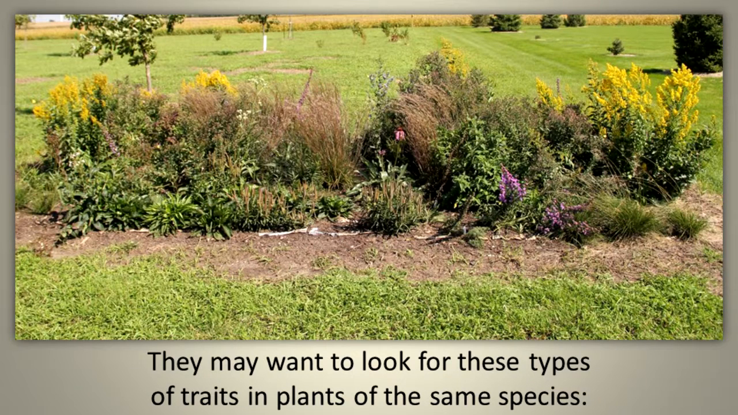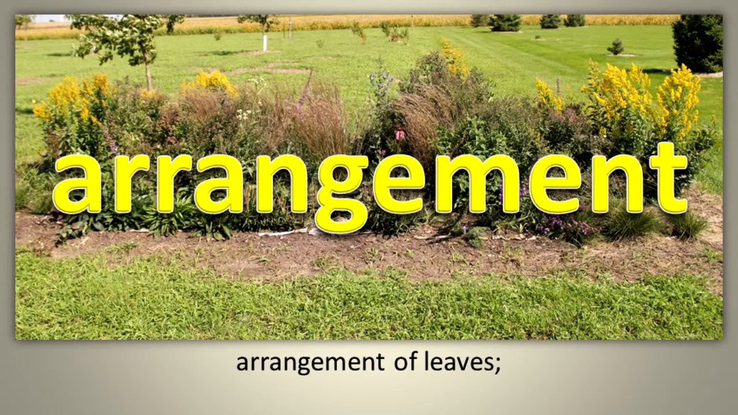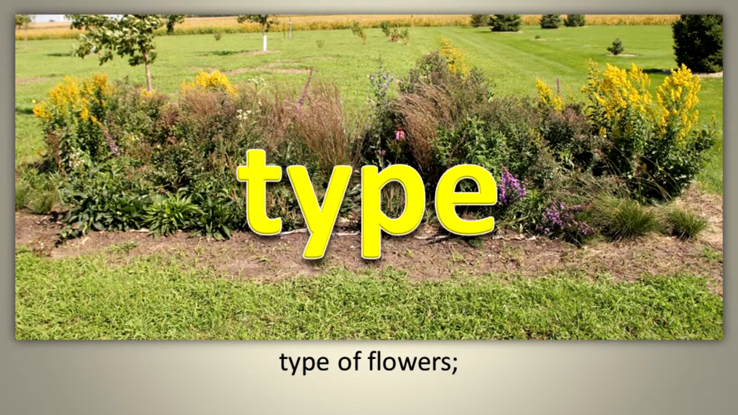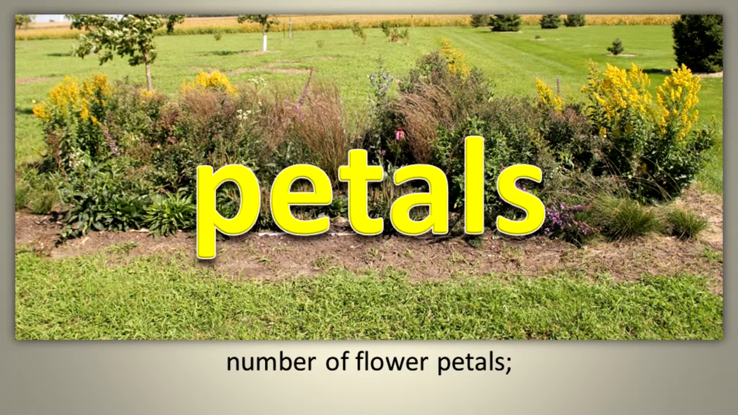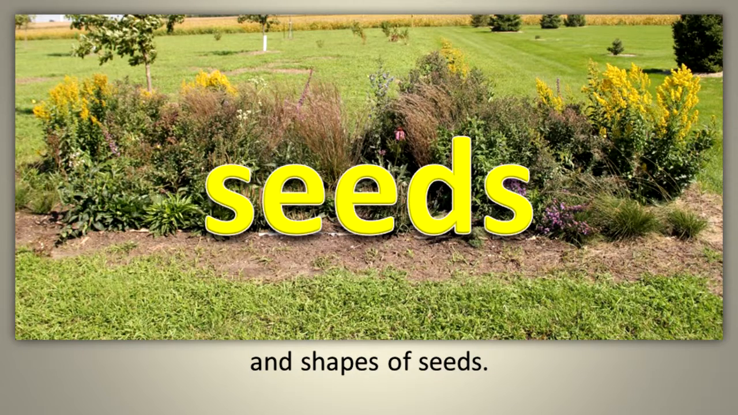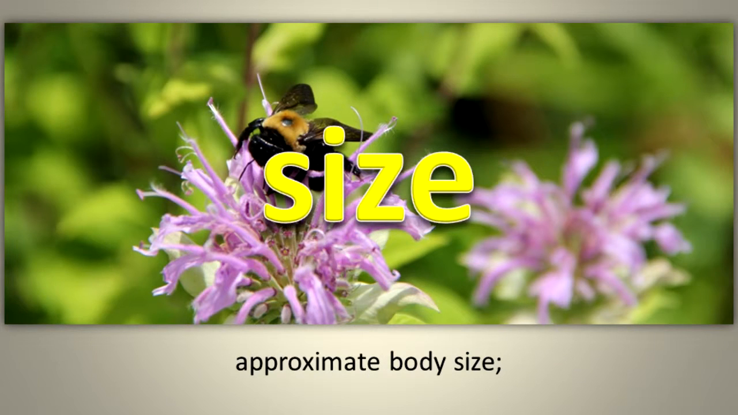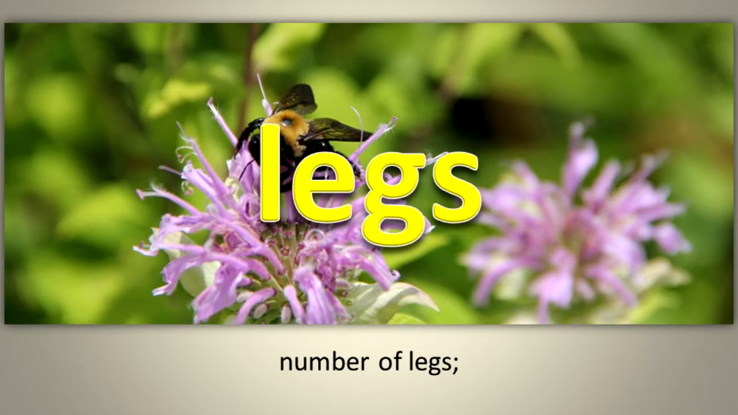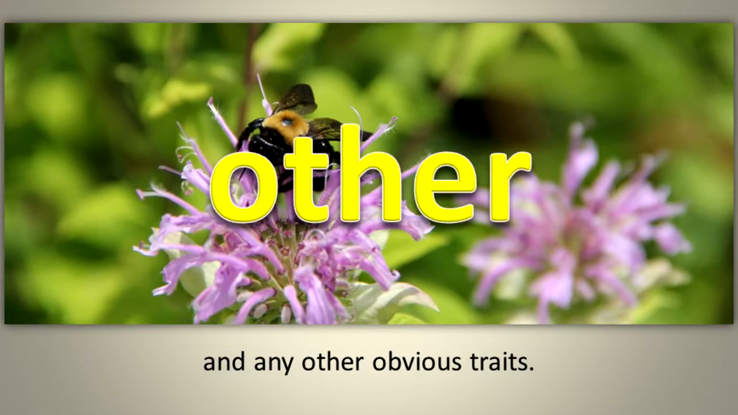They may want to look at these types of traits in plants of the same species: height, shape of leaves, arrangement of leaves, number of leaves, type of flowers, colors of flowers, number of flower petals, and shapes of seeds. For animals of the same species, they could record approximate body size, coloration, number of legs, number of antennae if present, and any other obvious traits.